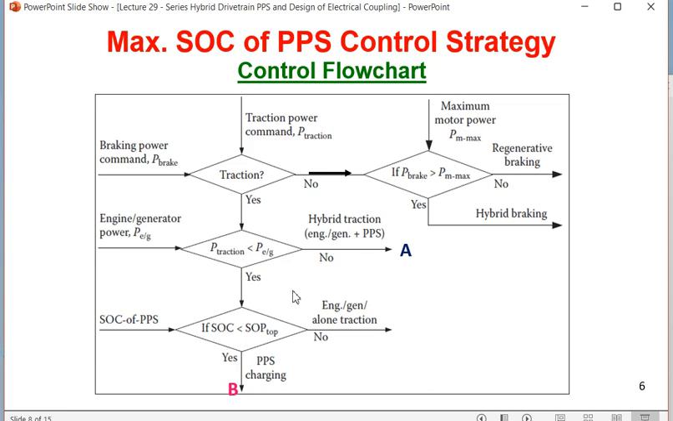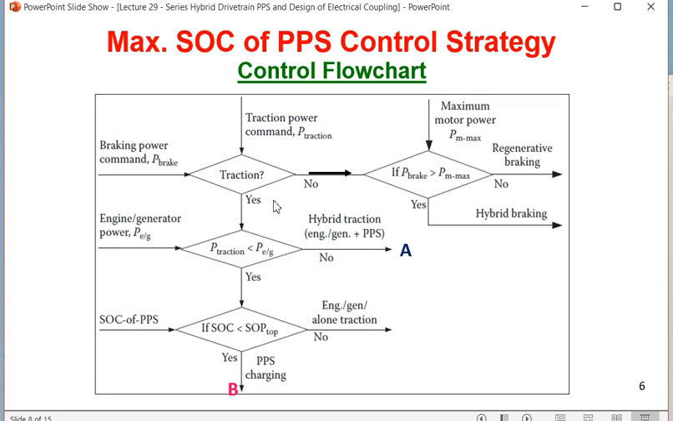So in traction, whenever we find that traction power is less than PEG, if it is no, that means the required power is greater than the engine generated power. In this case hybrid traction will take place: engine generator and PPS together supply the traction power required by the vehicle. If traction power is less than PEG, yes, then there comes a second action. We check whether SOC is less than SOC top or not, that means whether the battery can still receive some energy. If yes, the battery can still take some charge, so keep on charging the PPS, which is case B. If SOC is equal to SOC top, because SOC cannot be greater than SOC top, there is no need to charge the battery again. In that case only the engine generator power will produce the traction power. So this is A and this is B.